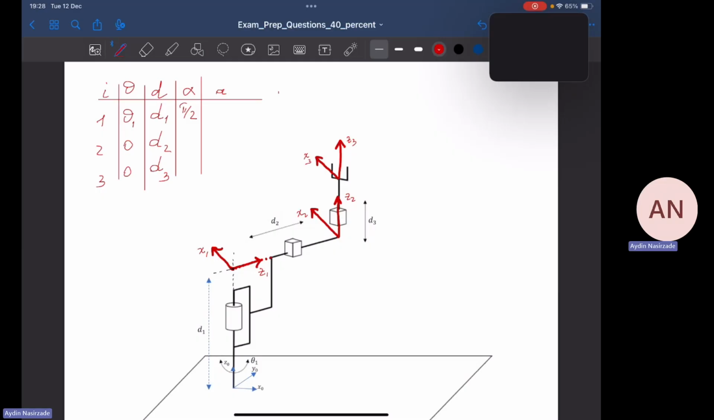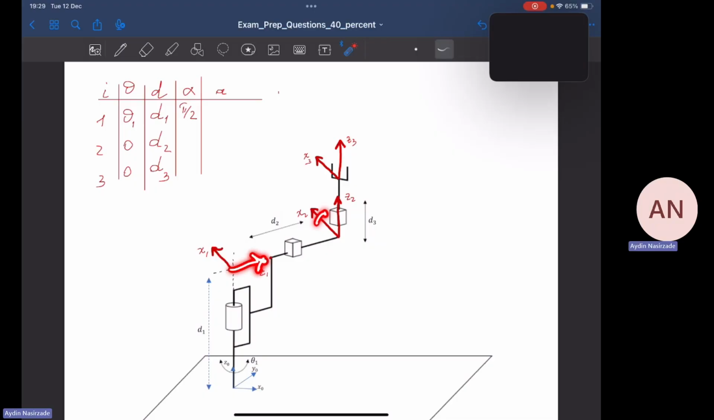Let's move on to the next one, alpha 2. Alpha 2 is right here. Okay, alpha 2. The question for alpha 2 is, around x2, how much do I have to rotate z1 so that it can align with z2? Once again, we have to define the positive direction of rotation around x2 axis. Now, my right thumb is here. The four fingers curled show the positive direction of rotation. Again, this is in this direction, just like what happened here.